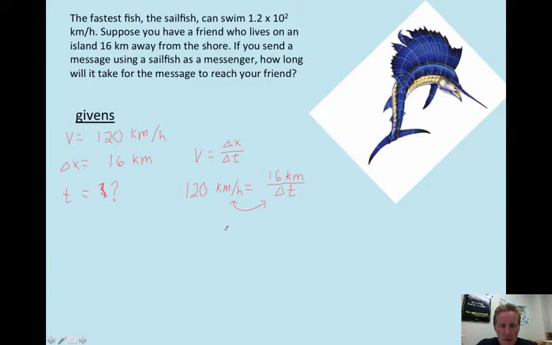And so change in time is equal to 0.1 hours. Okay, fairly straightforward.